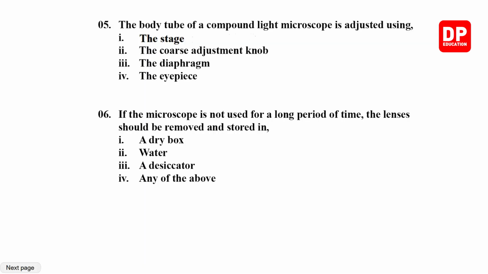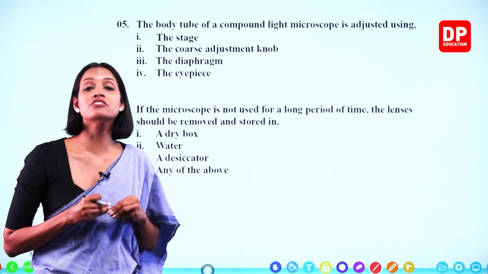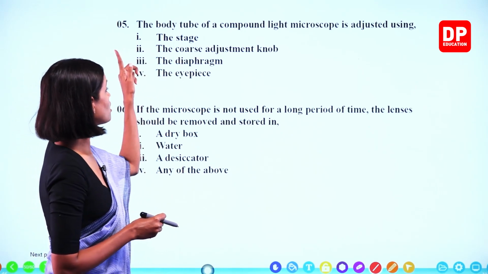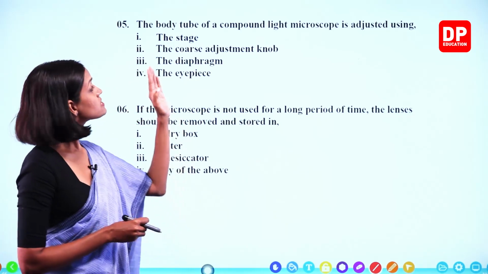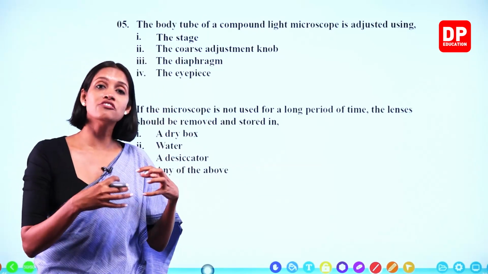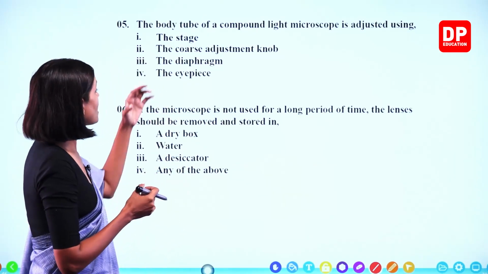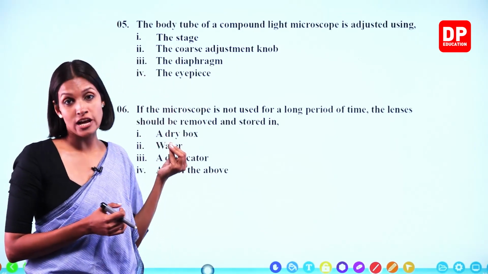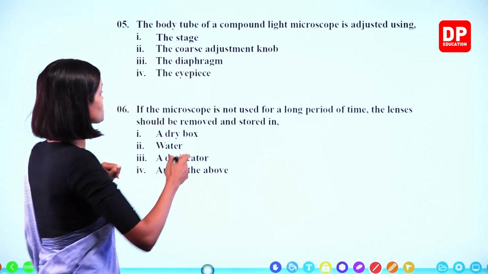Right, children? Number 5. The body tube of a compound light microscope is adjusted using, mainly to move it here and there a lot, we use the coarse adjustment knob, and to move it finally, we use the fine adjustment knob. So the answers given: the stage, coarse adjustment knob, the diaphragm, the eyepiece. Stage is used to place the specimen on. The diaphragm is used to control the amount of light received by the microscope, right? Eyepiece is the convex lens that is closest to the eye, right? Therefore, the answer is the coarse adjustment knob.